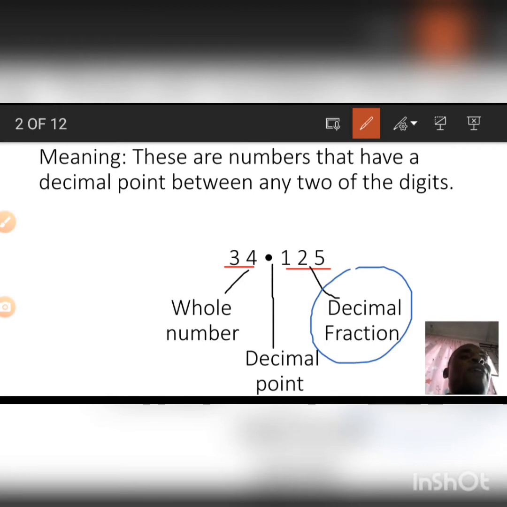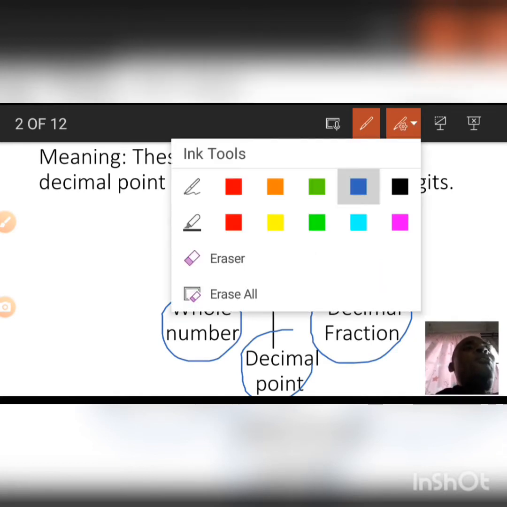So we have 34, which is a whole number, and the decimal point separating the two parts, and finally the decimal fraction part. So you can see the decimal point between 4 and 1. So it's always between two digits of the number. So you can't have more than one decimal point in a decimal. Take note of that.